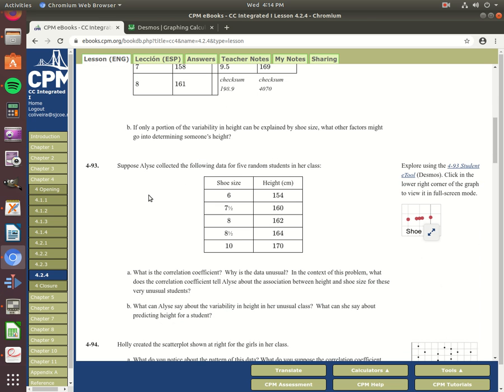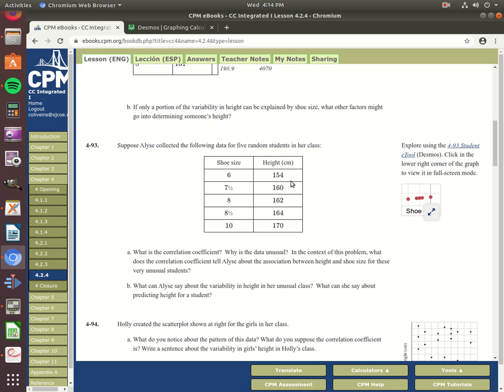Again, a lot of times teenagers have giant hands and feet, but they haven't quite grown yet. So suppose Alice collected the following data for 5 random students in her class. So we're going to run all this data all over again. So let me pause this and set this up in Desmos and in my calculator.